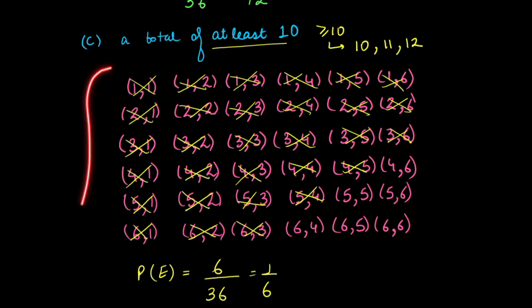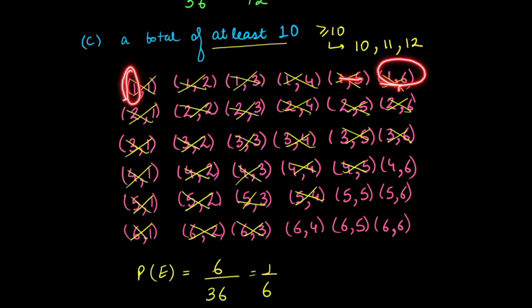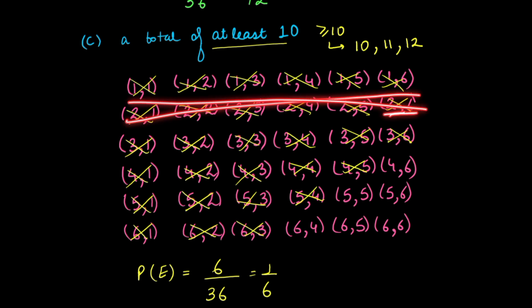Now we have a sample space with us. We can simply cancel out the non-favorable outcomes and count the number of favorable outcomes that are left. Okay. So we can see if we have 1 on the first dice, the maximum sum goes to 7. So this whole possibility is cancelled out. Now if we have 2 on a first dice, the maximum possibility goes till 8. So this also is cancelled out.